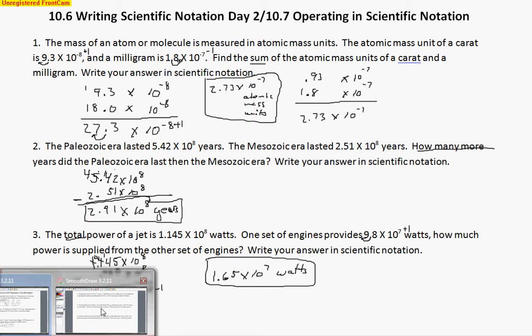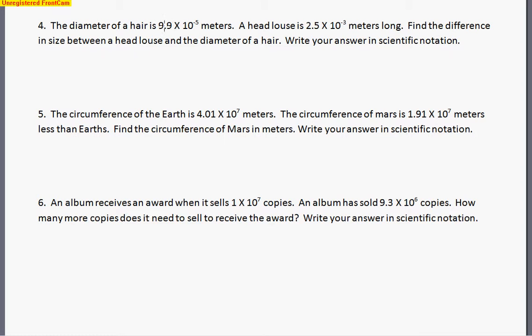So let's take a look at the next type of problem. It says the diameter of a hair is this, a head louse is this, and has the measurement of this in meters, and we're supposed to find the difference in size. Difference tells me I'm going to subtract. So I'm going to subtract the smaller number from the bigger number. So actually the head louse is bigger than the diameter of the hair, because I see that the exponent is closer to 0 since we're dealing with negative numbers. And so I'm going to write down that number, 2.5 times 10 to the negative 5th.